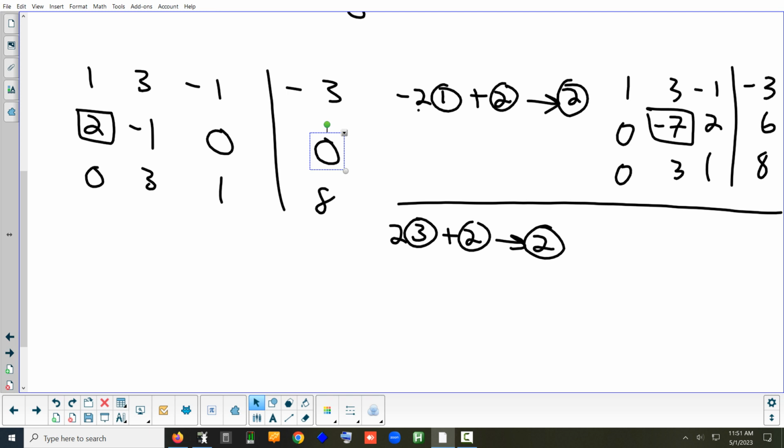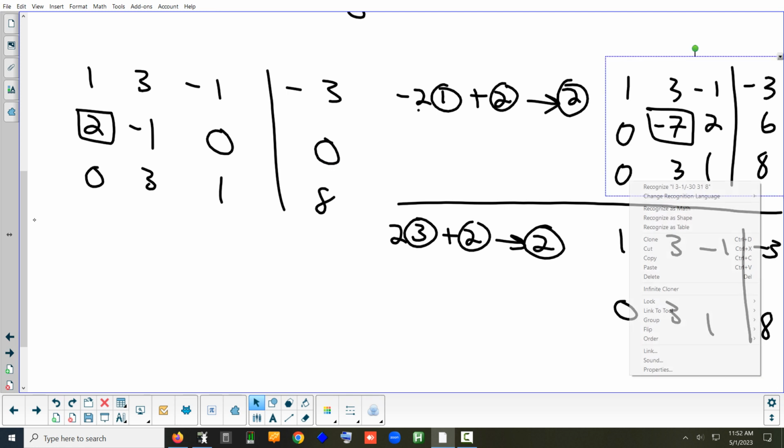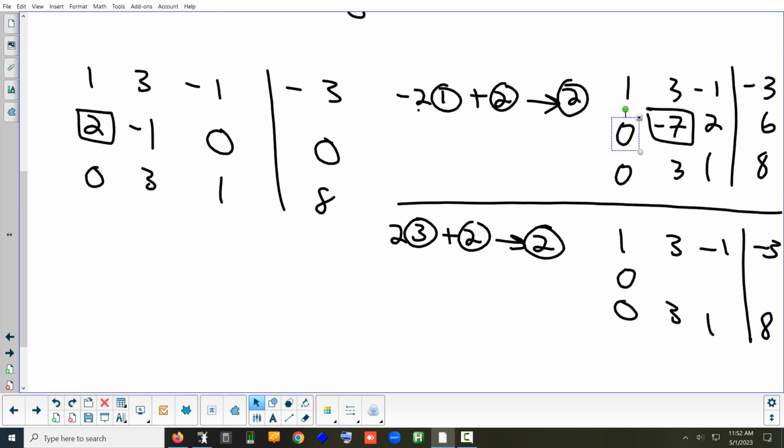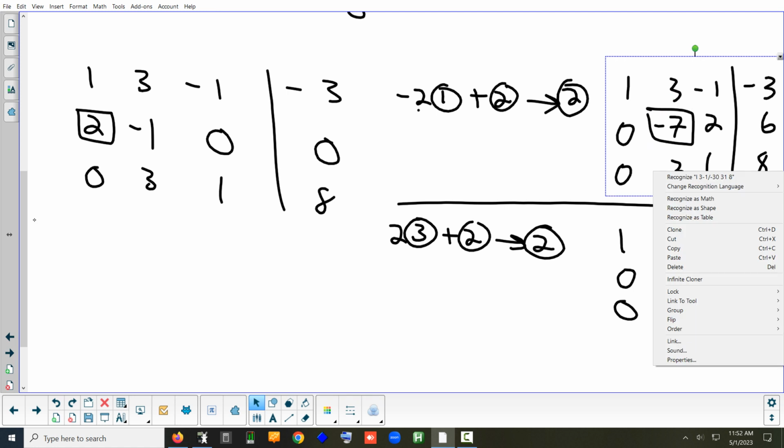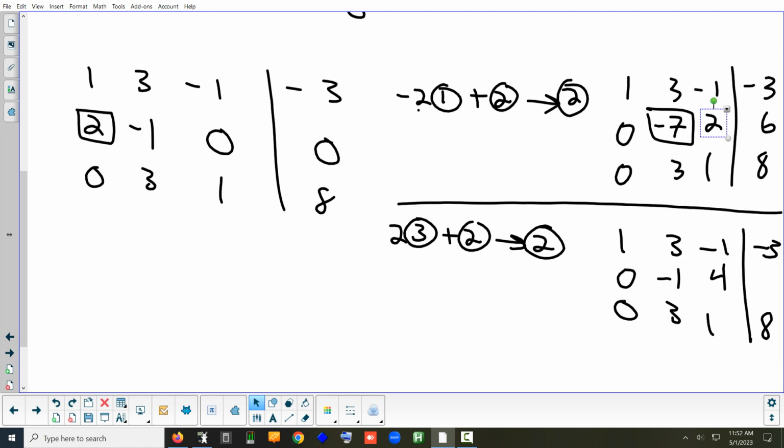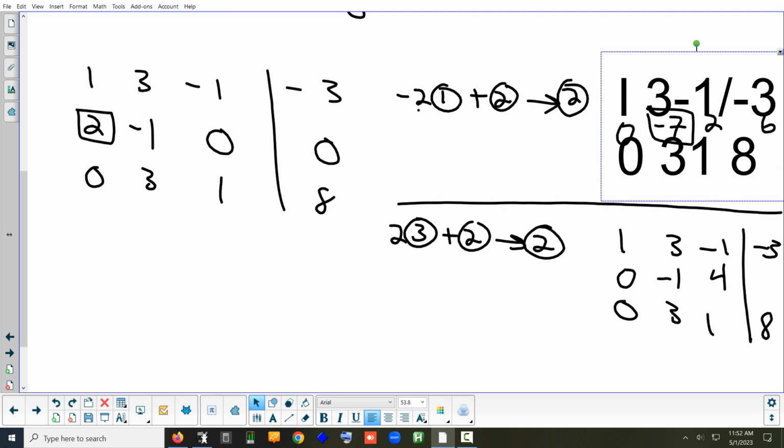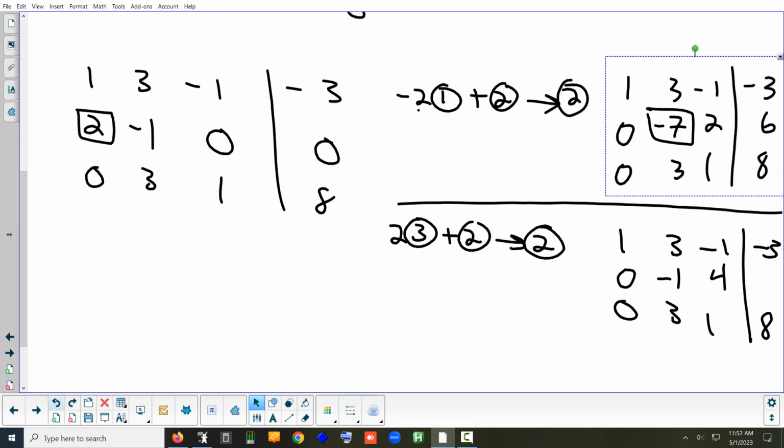Now you could try to do that all in your head in one step, but let's do it in 2. So we've got 1, 3, negative 1, negative 3. We've got 0, 3, 1, 8. Now what's 0 times 2? 0. Plus 0. Okay. What's 3 times 2? 6. Plus negative 7. Negative 1. 1 times 2? 2. Plus 2. 4. And 8 times 2? 16. 16 plus 6. 22. Okay.